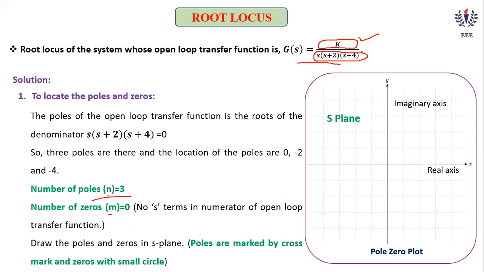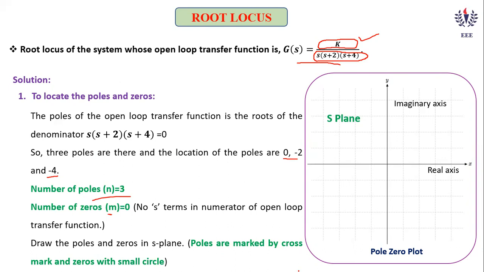And now we need to identify the location of the poles, that means the roots of the denominator. If I identify the roots of the denominator part of the transfer function: 0, -2, -4. So 3 poles are there. Pole locations are 0, -2, and -4. Once you know the number of poles, number of zeros, and the locations of the poles and zeros, then we need to draw them in an S-plane.